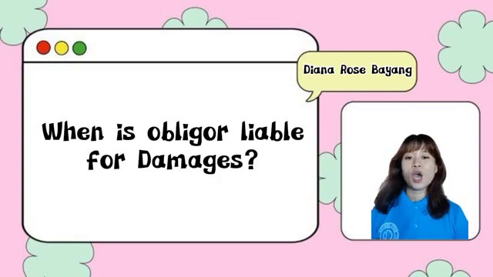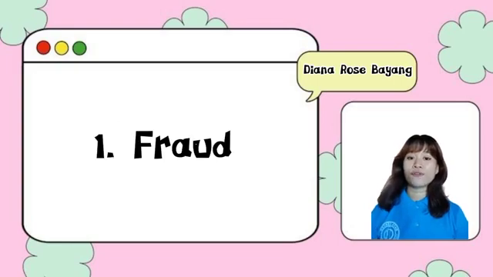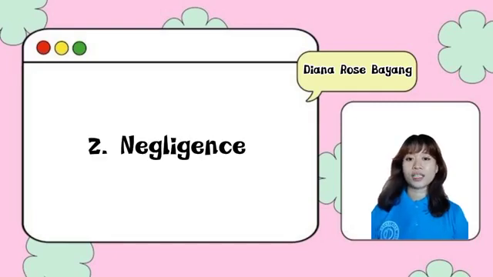So, the question is, when is obligor liable for damages? First one, if he or she is guilty of fraud. So, example, may nagbebenta ng TV. Sabi ng nagbebenta ng TV is touchscreen daw yung TV, pero hindi naman yun touchscreen. So, binili mo yun kasi naniwala ka na touchscreen yun. So, yung nagbebenta is nanluloko para lang makapagbenta siya ng mga products niya. So, that is fraud.